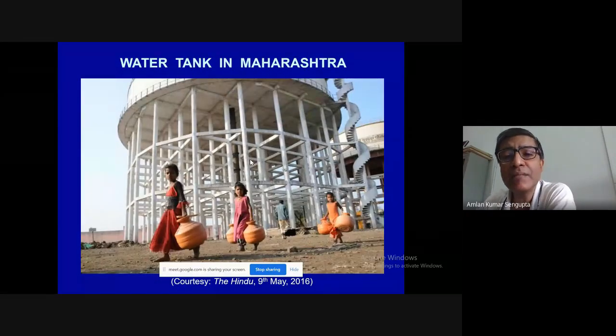This is a water tank in Maharashtra. Water tanks are considered to be lifeline structures. I had taken this from an article in The Hindu where they were discussing the water scarcity in the Vidarbha area. And you can see these little girls are scavenging water from whatever is leaking from the tank.